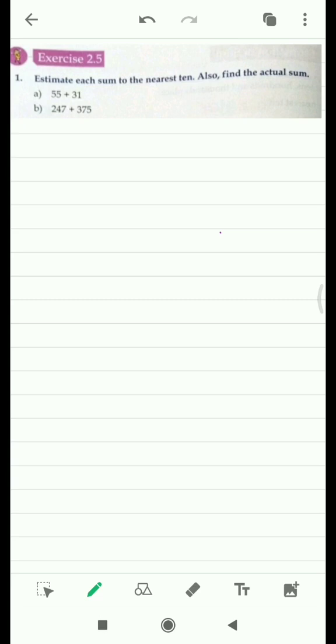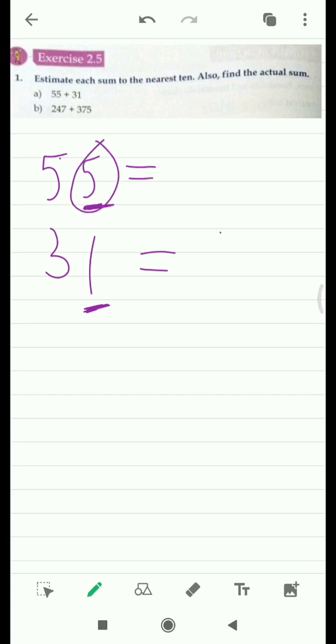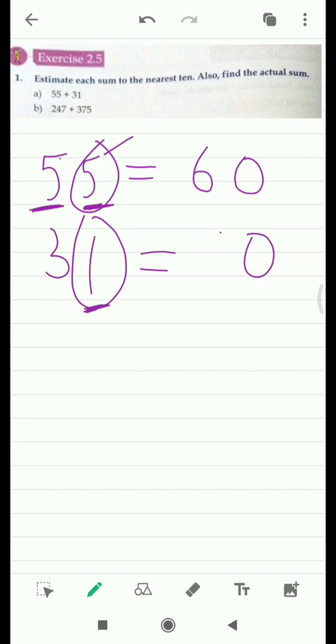Just round up these 55 and 31 to nearest 10. We want 1 0 since nearest 10. So we want this 5 to become 0. Now this 5 is a strong number. So it will push this 5 to 6. Now look at this 1. It has to become 0 first, right? Now look at this 1. It's a weak digit. So it will not push this 3 to 4. So it will remain only 3.